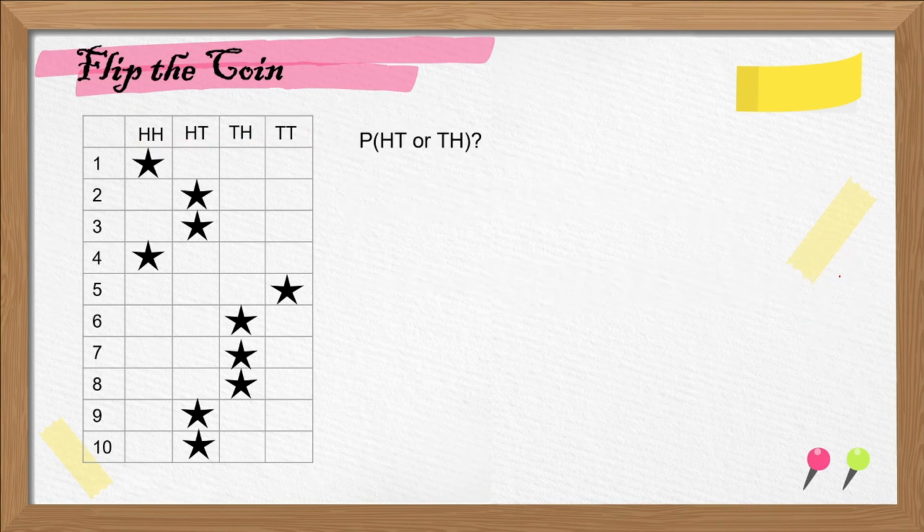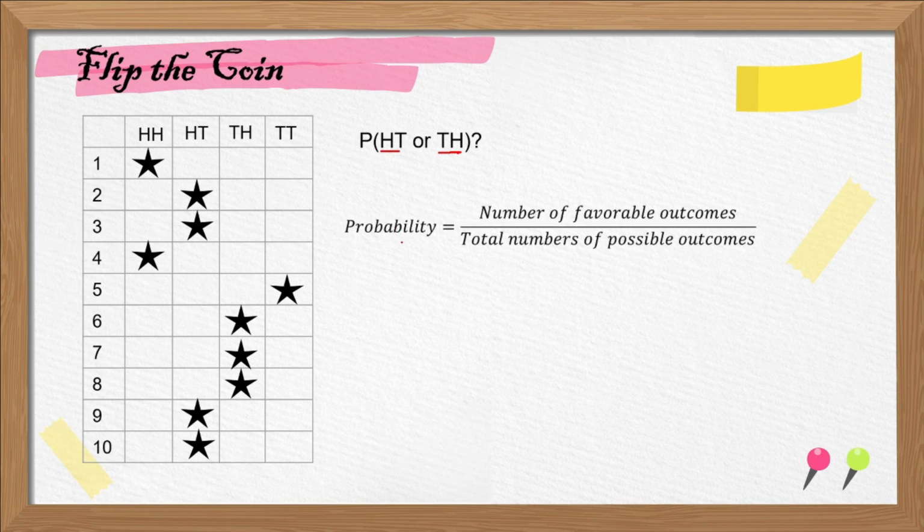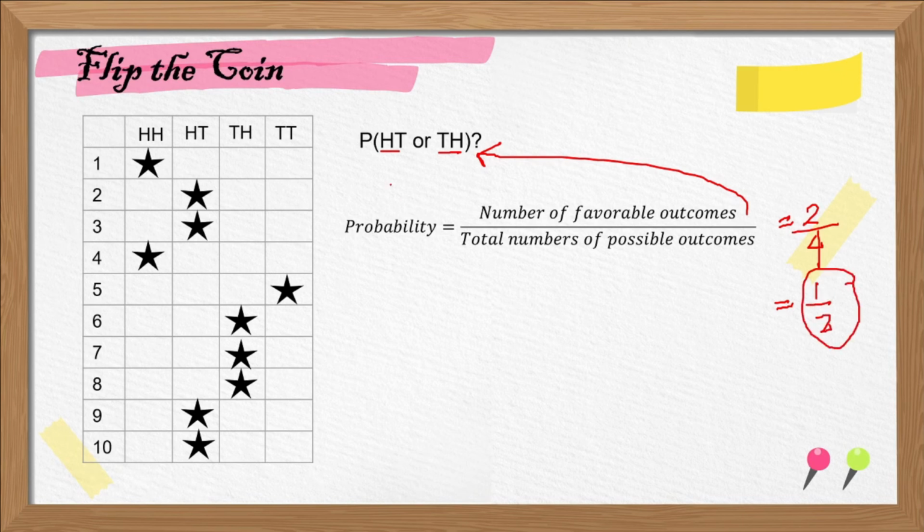Next question. What is the probability of getting heads, tails, or tails, heads? So, for our formula, probability is equal to the number of favorable outcomes over total numbers of possible outcomes. Since we have two favorable outcomes, which is heads, tails, or tails, heads, we will write 2 in the numerator. Then our total numbers of possible outcomes is 4. Then we can simplify 2/4, which is 1/2. So the probability of getting heads, tails, or tails, heads is 1/2.